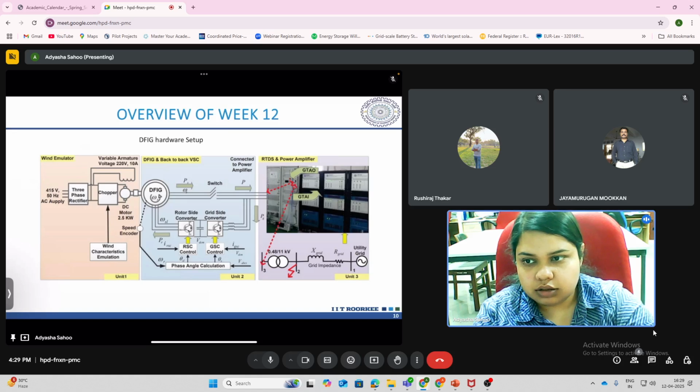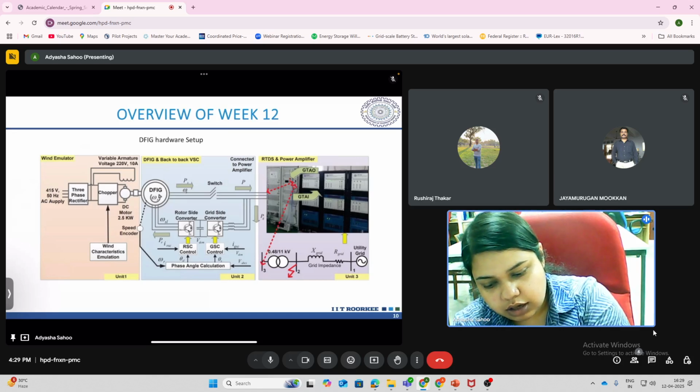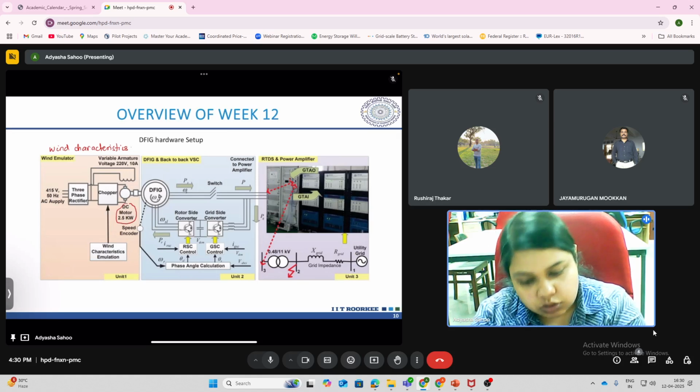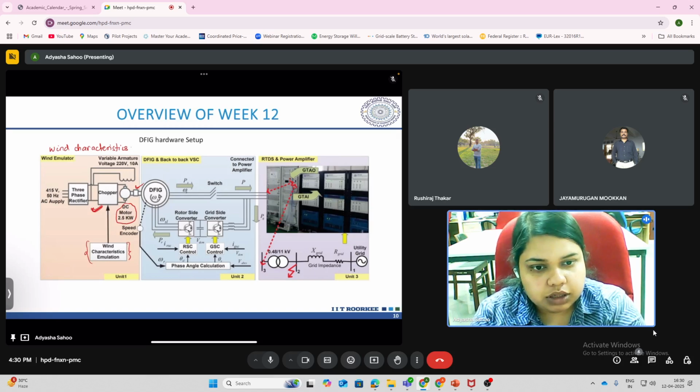So you see here, there is the complete setup for the DFIG. The first part is basically the wind characteristics variation. As I said earlier, a DC motor of 2.5 kilowatt capacity is used to drive the shaft of the DFIG. The speed of this DC motor is controlled using the chopper control, and this chopper control mechanism is used to emulate the wind characteristics. So let's say you want high wind speed, then the chopper control will drive the DC motor to rotate fast, and similarly otherwise.